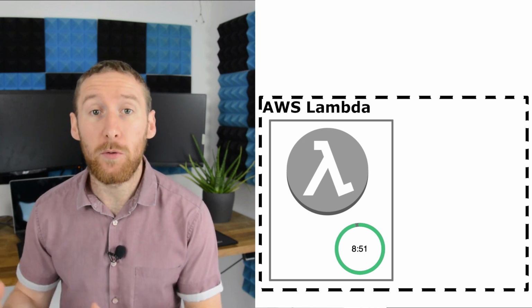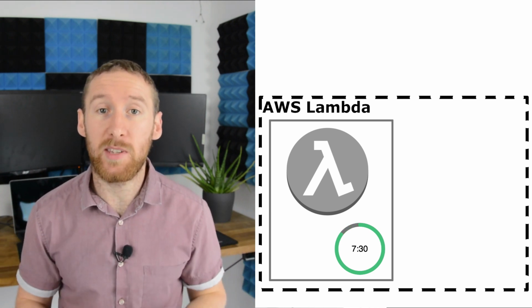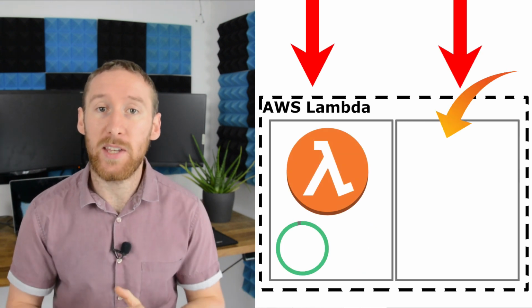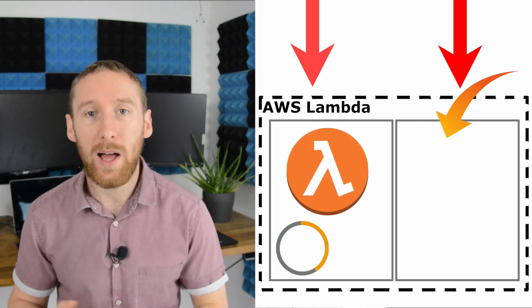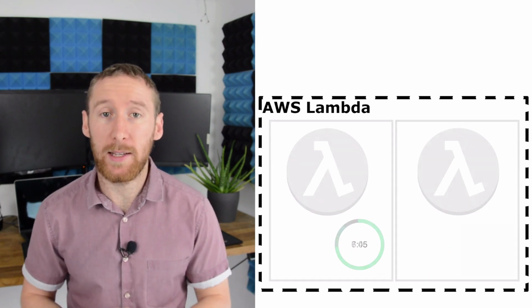This means you're back to your original state, so if you get another two requests that come in at the same time, you have to make that second container again, which will have a new cold start. This is really the process of scaling.